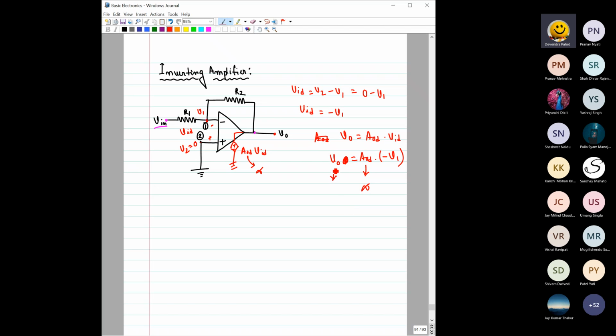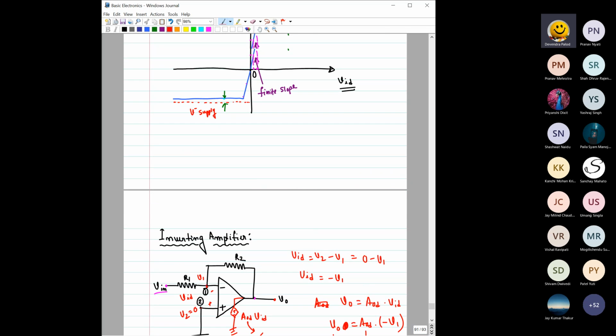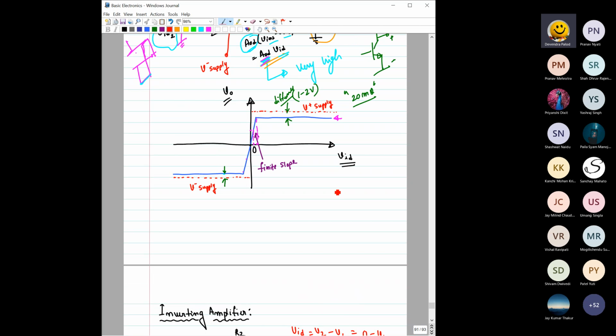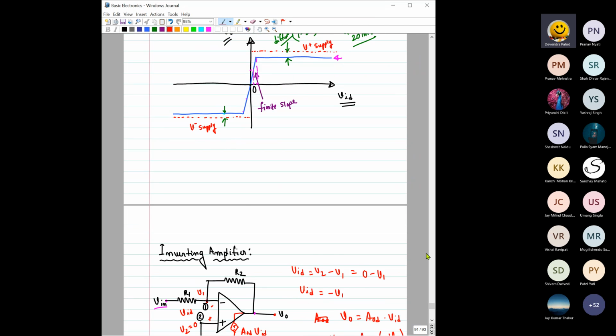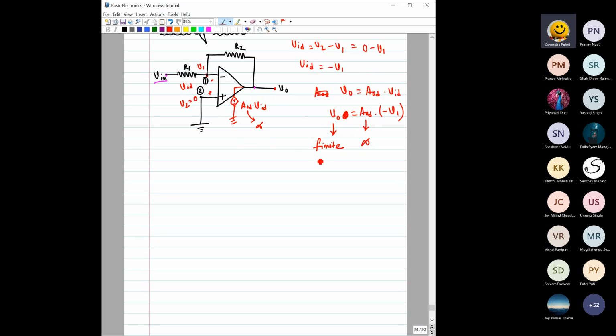What is the output voltage? The output voltage is always finite, because we have just seen that the maximum voltage it can reach is either the positive supply or the negative supply. So the output voltage is always finite, while the gain is infinite, right?